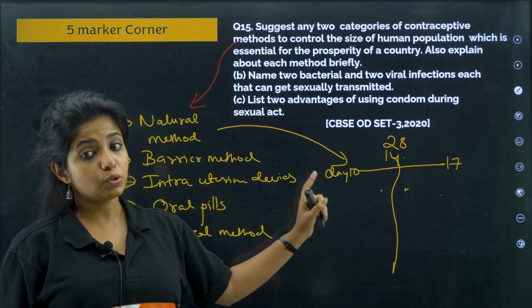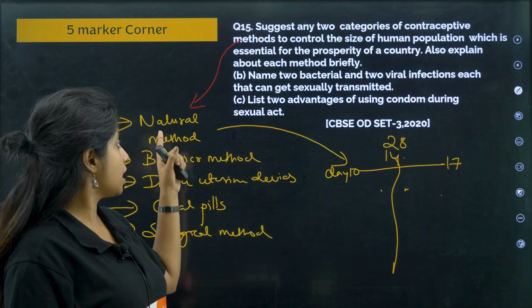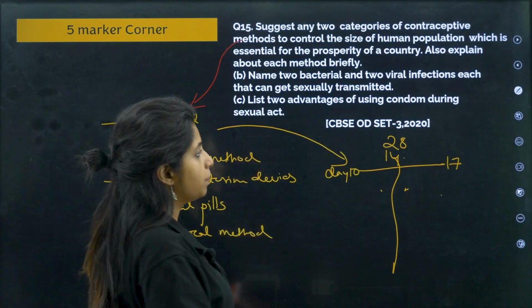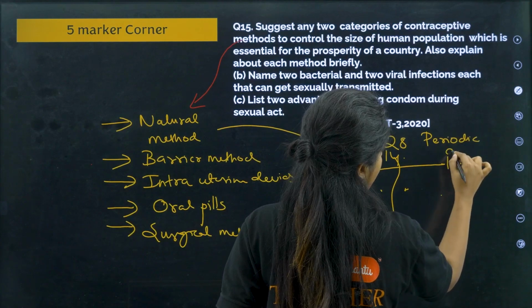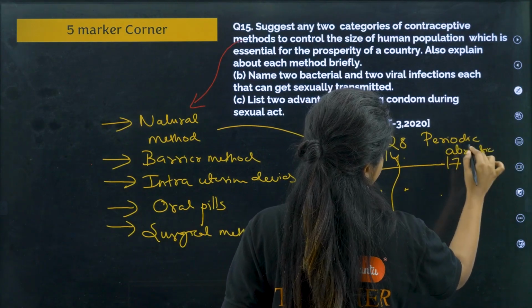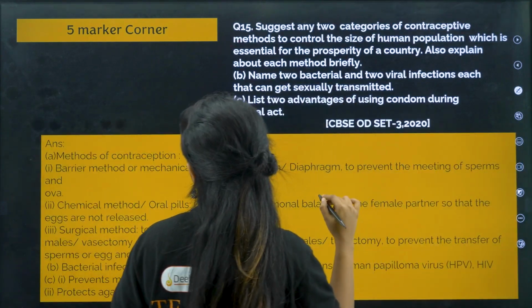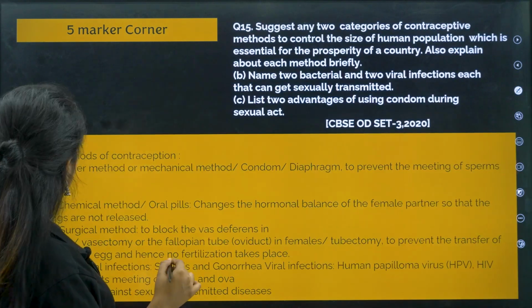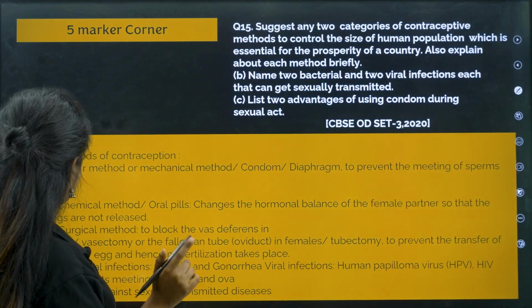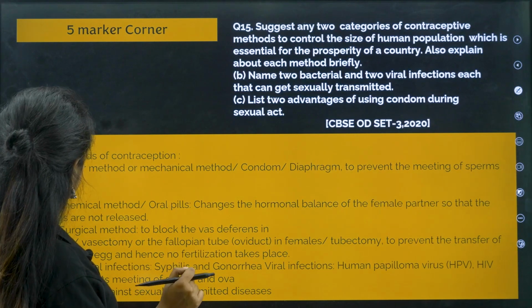You get it? So this is one very important thing. So this comes under natural method. What is it? Periodic abstinence. When during a particular period you are abstaining, you are not doing sexual intercourse. Okay, I think everything is mentioned over here or not? Not everything is mentioned over here, so I should not be telling in detail, but yes.